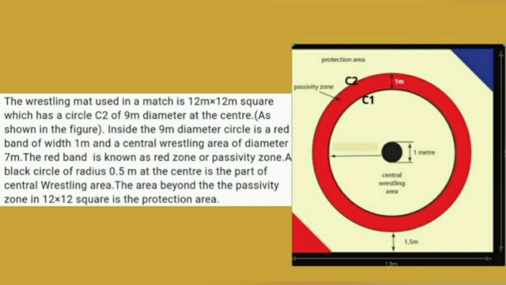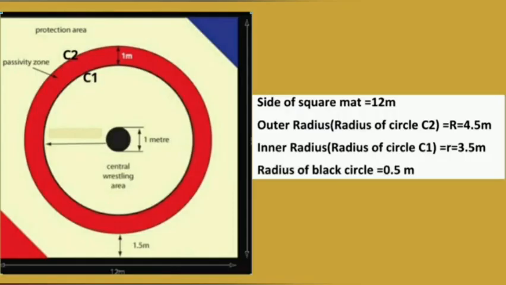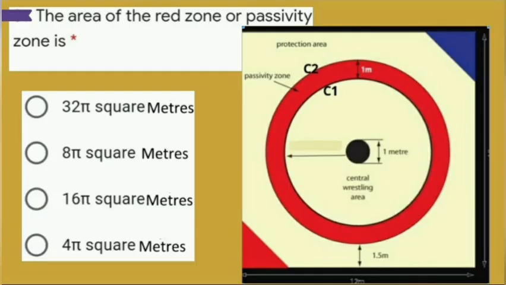And we have these dimensions for the wrestling mat, and let us analyze it with the particular dimensions that are required according to the shapes involved. One is the square, whose side is 12 meter. Then there is the outer radius, that is C2, which is half of 9 meter, the diameter of C2, so it is 4.5 meter. Then there is the inner circle with diameter 7 meter, thus its radius being 3.5 meter. And the radius of the black circle, which is at the center, is 0.5 meter. So we have questions related to it.